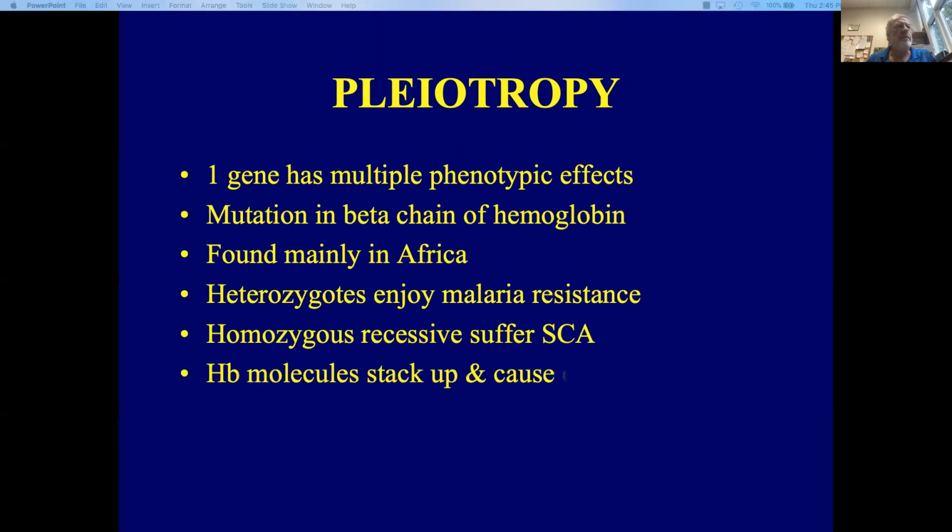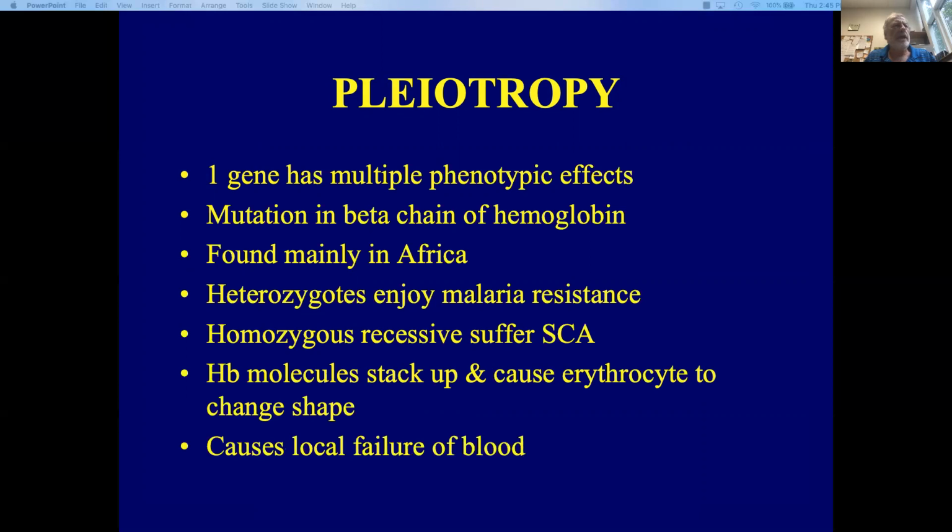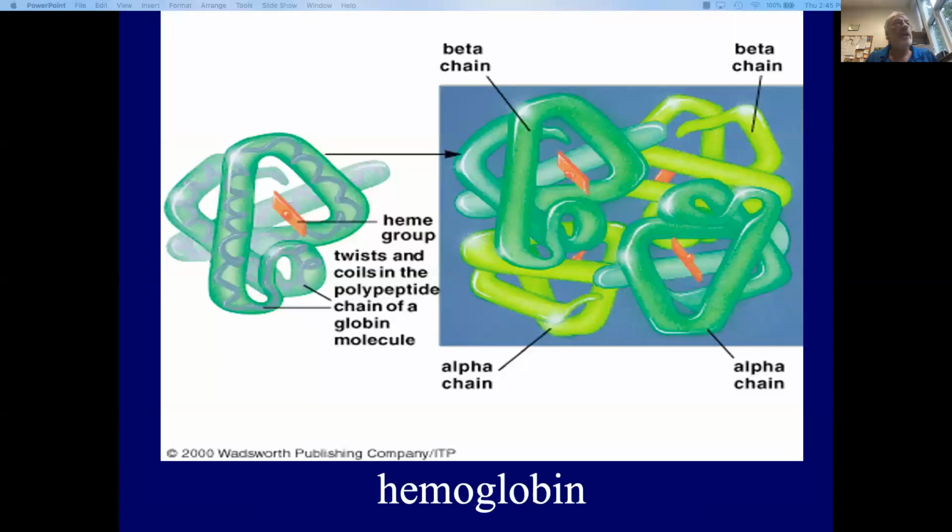This means that their hemoglobin molecules stack up and cause their red blood cells to sickle, and therefore they can't fit through a capillary like they're supposed to. And so this clogs things up, causing local failures of blood supply to various important organs around the body. So here's a hemoglobin molecule. It's a tetrameric protein, meaning that it's made up of 4 different polypeptide chains, 2 alpha chains and 2 beta chains.